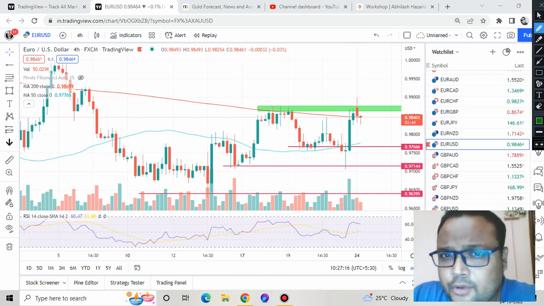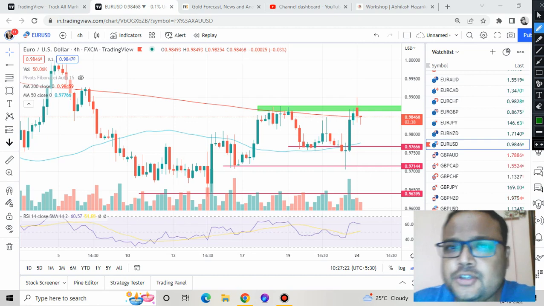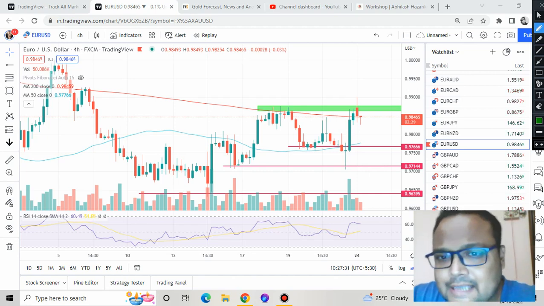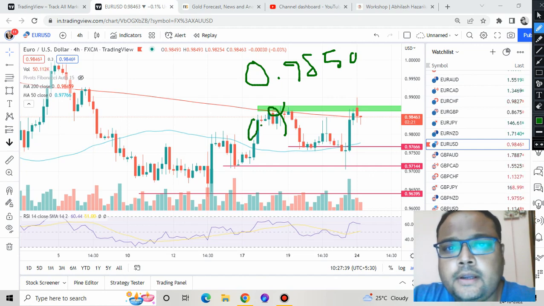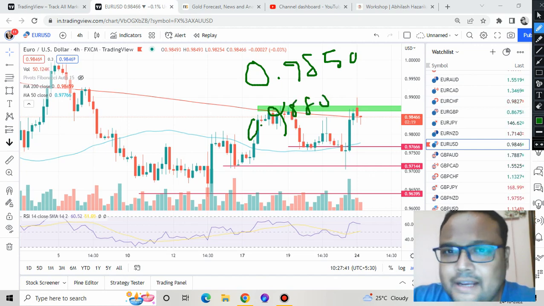But if you're looking for a fresh entry, then it's better to wait for the European session or the US session, because right now DXY is not giving us any clear move yet. Let's wait and watch. Again I'll say that this is still a valid resistance for us, 0.9850 to 0.9880.